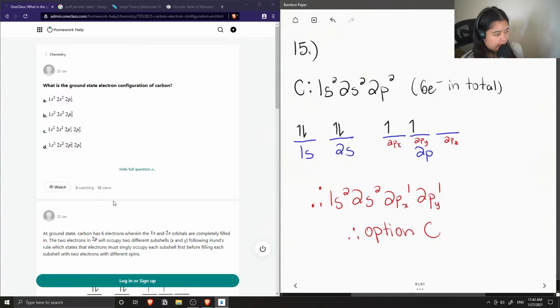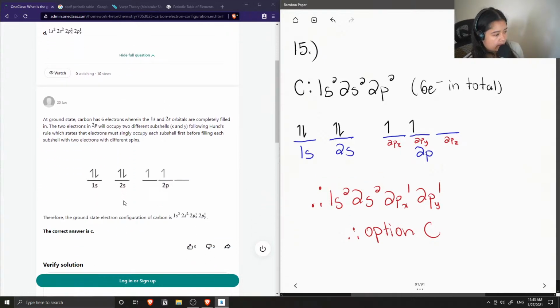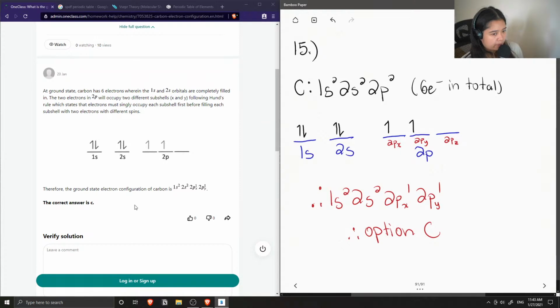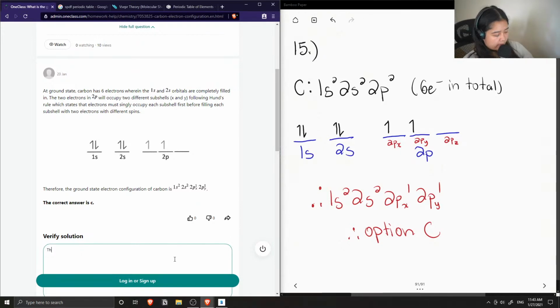And the junior tutor said the same thing. 1s2, 2s2, 2px1, 2py1. So this solution is correct.